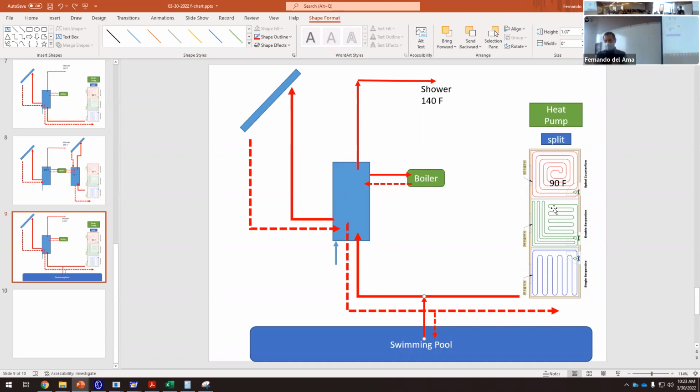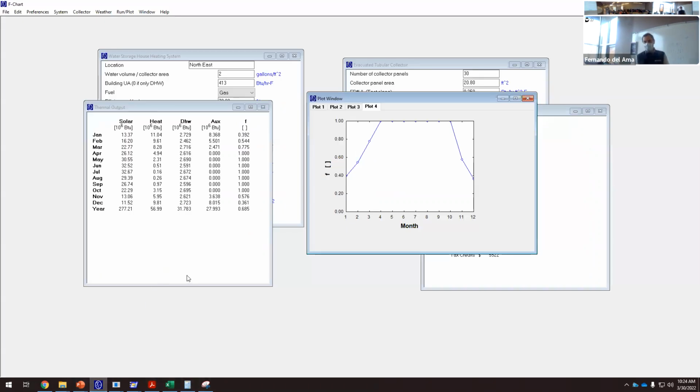And how does that affect my system? Let's find out here. Okay, remember that I needed 6 panels for the domestic hot water. Okay, so I have designed the domestic hot water and I had 6 panels. And now I have 30. So 24 panels are connected either to the heating system or to the swimming pool.